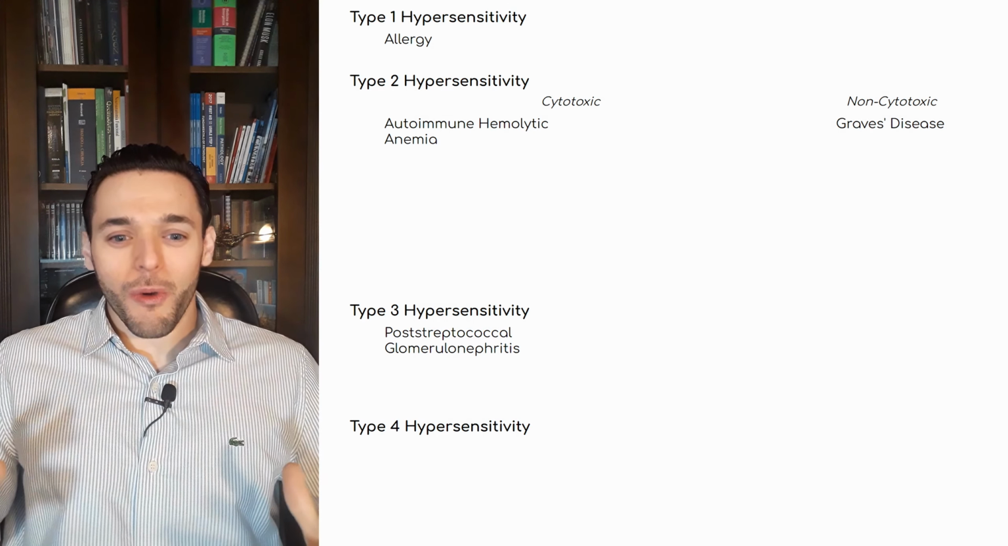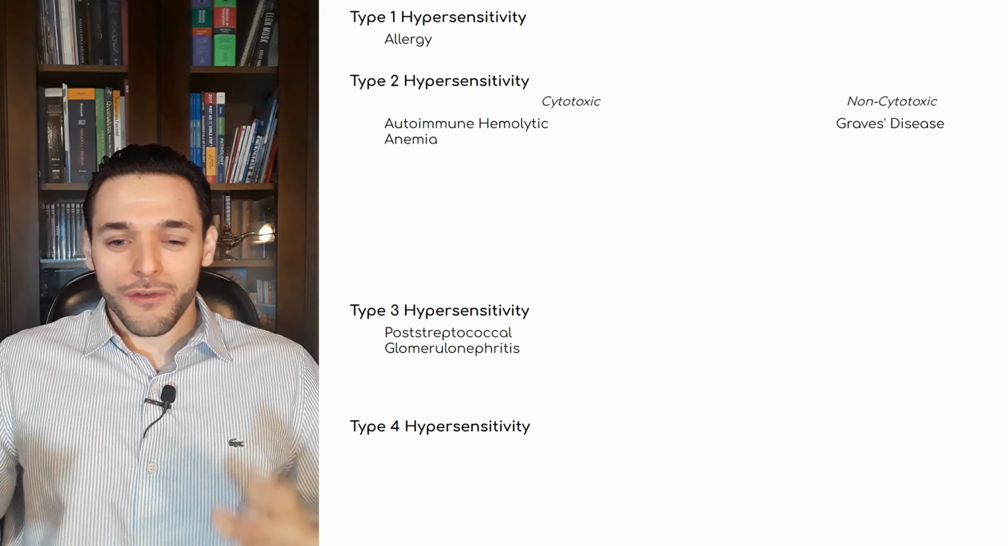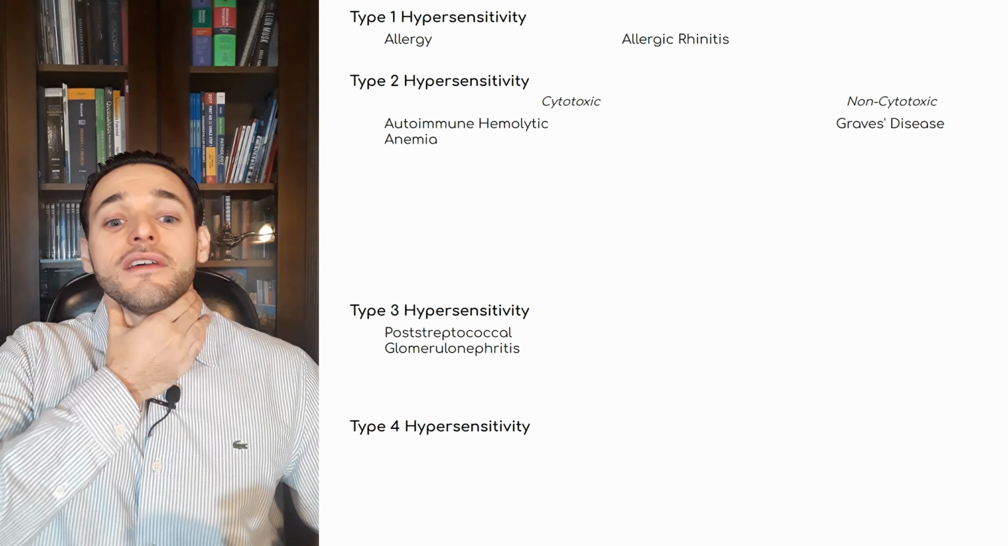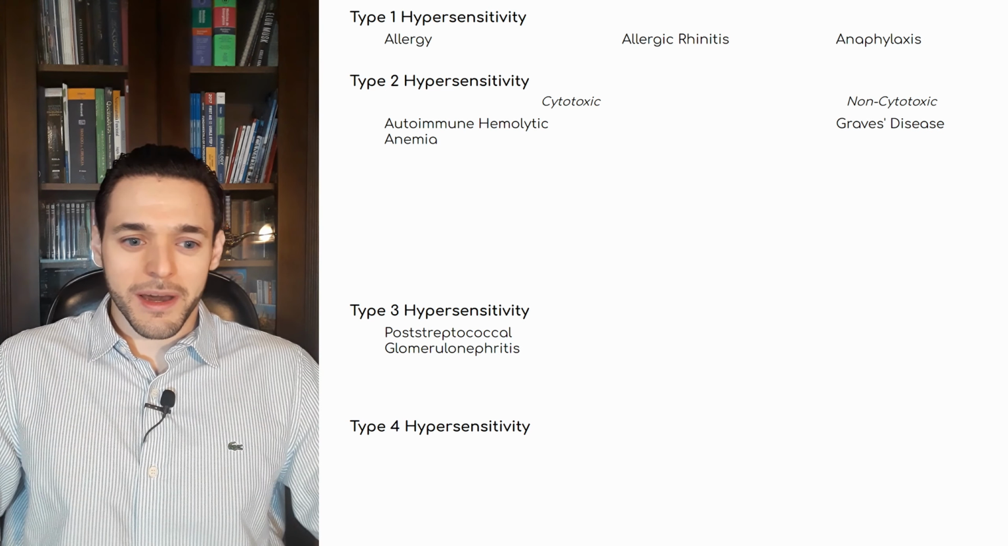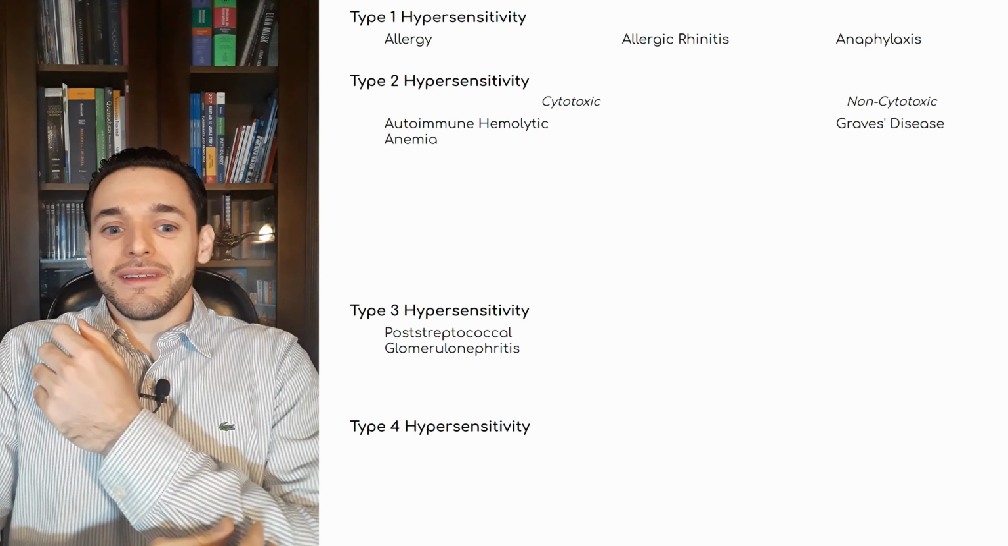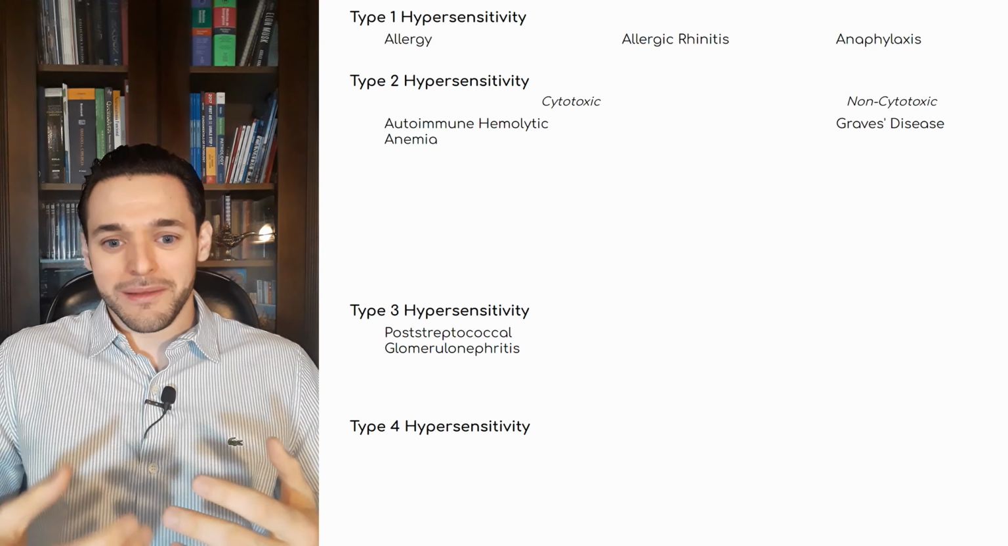If something involves IgE causing edema, bronchoconstriction, hives, it probably is a type 1 hypersensitivity reaction. Pretty much all allergies and atopic reactions, from allergic rhinitis and food allergies to anaphylaxis, are examples of type 1 hypersensitivity. But please don't label contact dermatitis as a type 1.